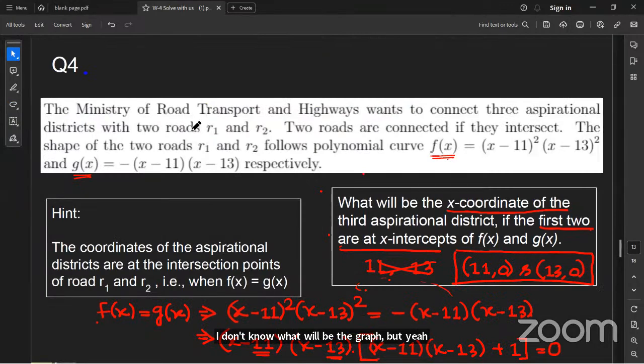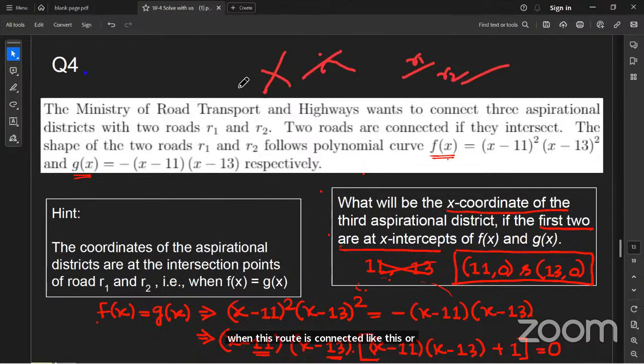So what is it saying? The Ministry of Road Transport and Highways wants to connect three aspirational districts with two roads R1 and R2. Two roads are connected if they intersect. Suppose this road R1 and this road R2. We will say these routes are connected only when they are connected like this, or like this, or like this. It means that the roads will meet at some point.